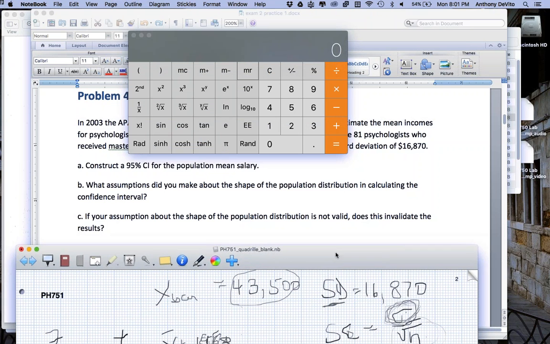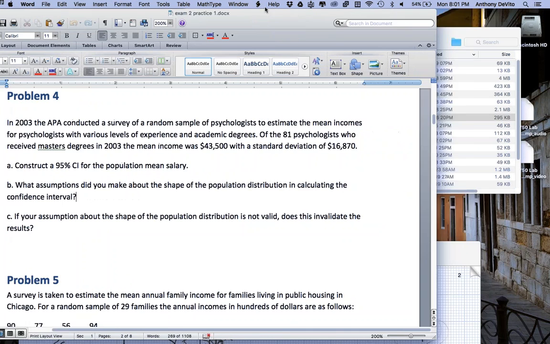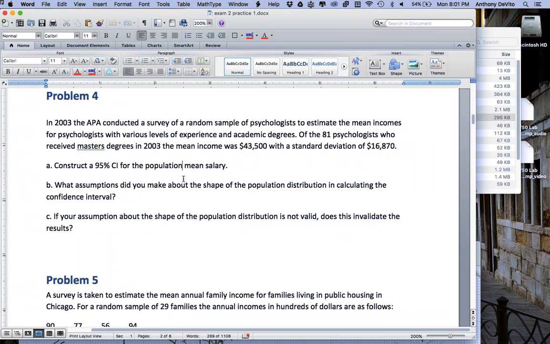Okay, so what assumption can you make about the shape of the population in calculating the confidence interval? Well, we're hoping that it's approximately normal. If your assumption about the shape of the population distribution is not valid, does that invalidate these results? It really depends on how bad it is, how not normally distributed it is.